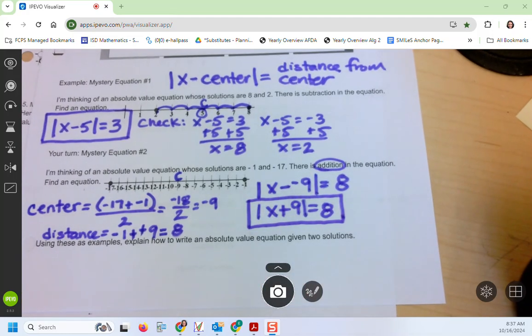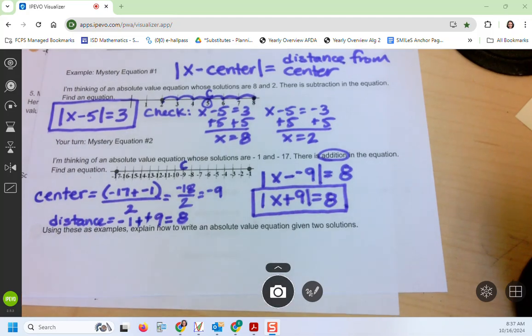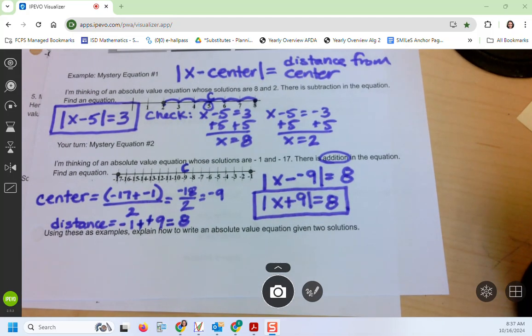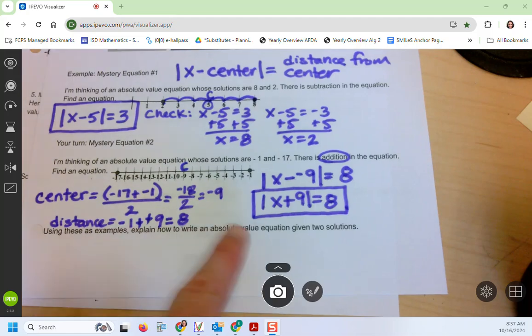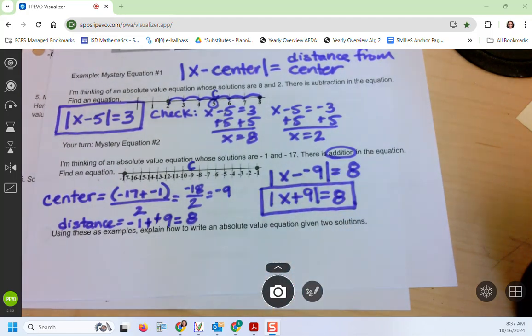All right. It says, using these examples, explain how to write an absolute value equation given two solutions. So here's where you're going to write some words. You can tell them first do this, and then do that. You're going to write the words for how to find the absolute value equation if I tell you the two solutions. I want you to go ahead and do that now.